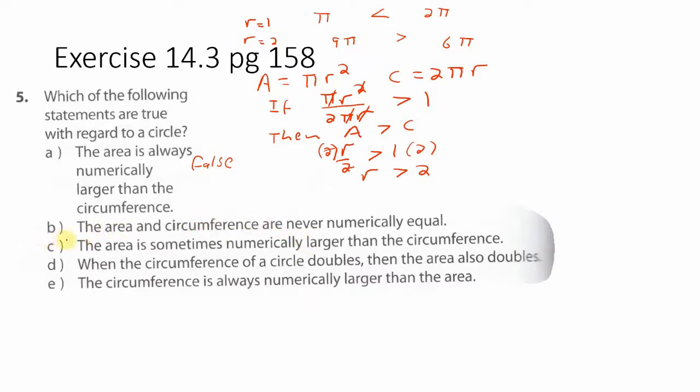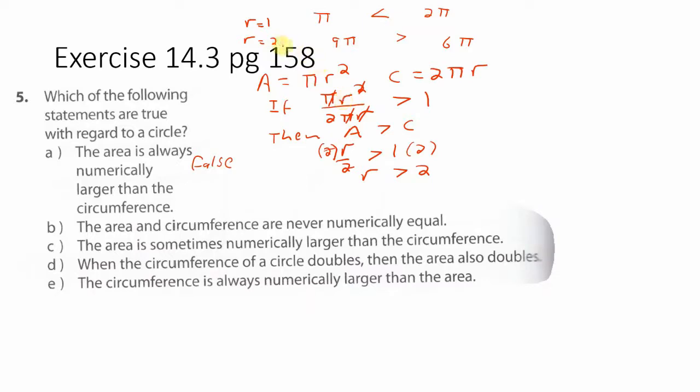So let's move on to statement B. The area and circumference are never numerically equal. Well, let's see. We said if r is greater than 2, the area is larger than the circumference. If r is smaller than 2, then the area will be smaller than the circumference. What about if the radius is equal to 2? Let's test that scenario.